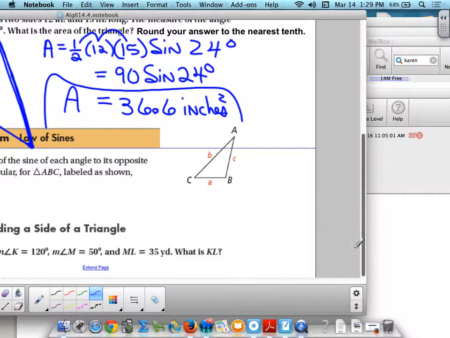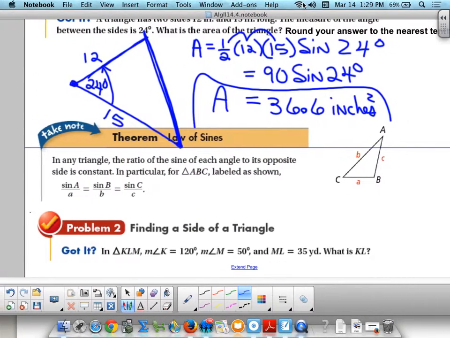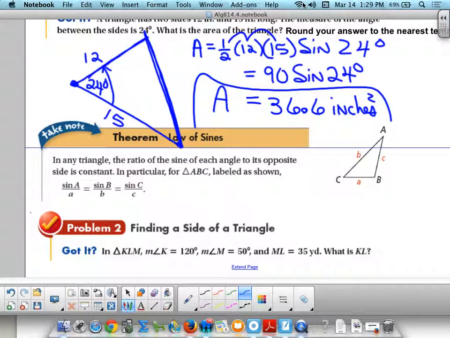Okay, now, here's the deal. That is not what this lesson's about. This lesson is not about finding area. This lesson is all about what we call law of what? Law of sines. Okay. Now, law of sines works for what kind of triangle? Any triangle. Any triangle.